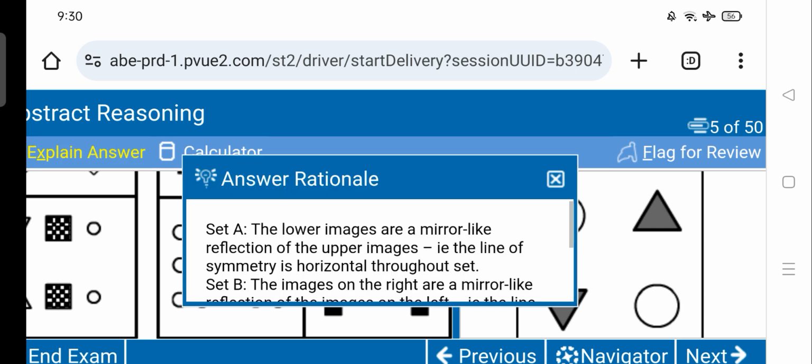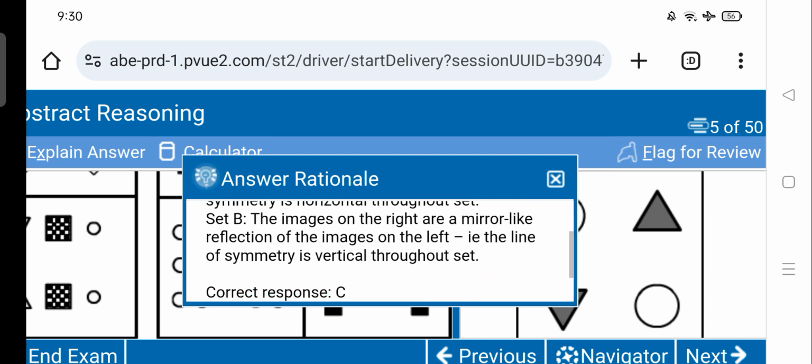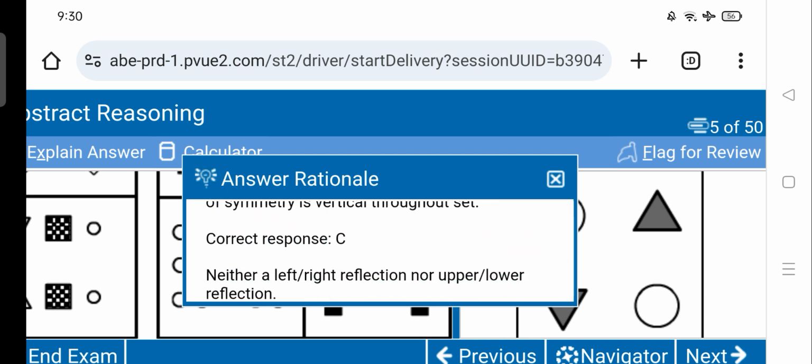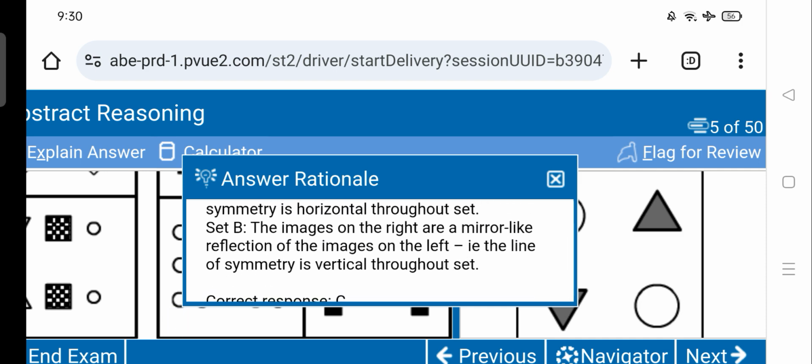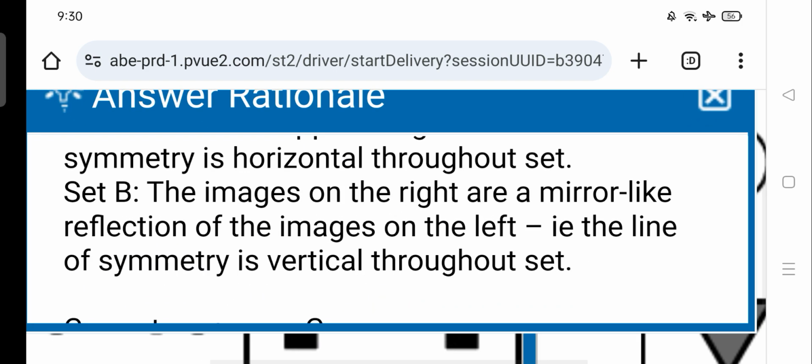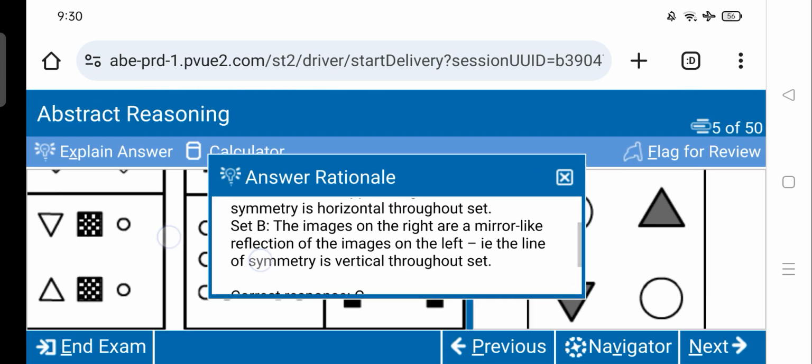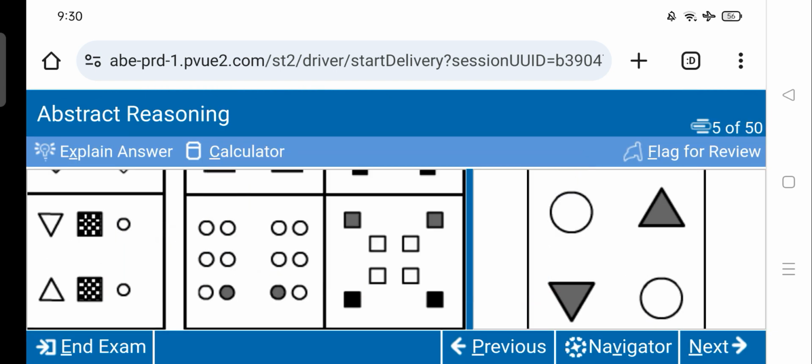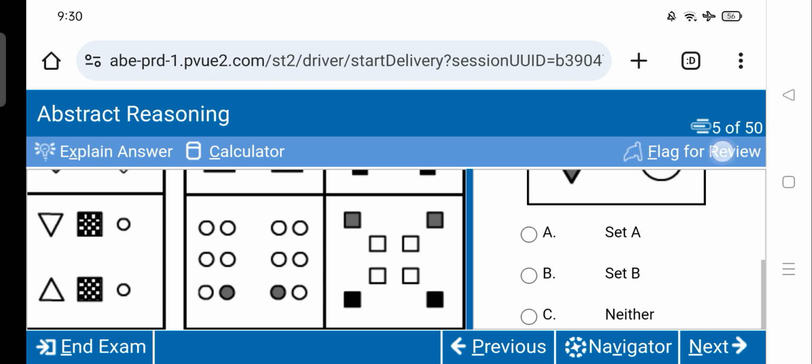As we know the rules of set A and set B, the correct response is C: neither a left or right reflection nor upper or lower reflection, because both are not in symmetry, as we have already read the word symmetry in these rules. So they are not symmetrical. That's why we can say option C is the correct option.